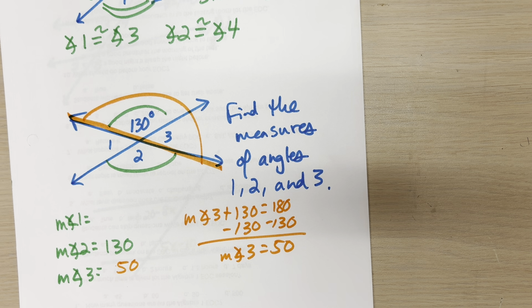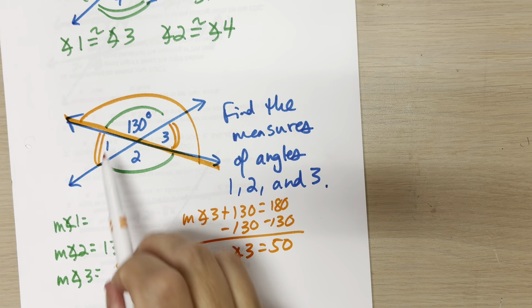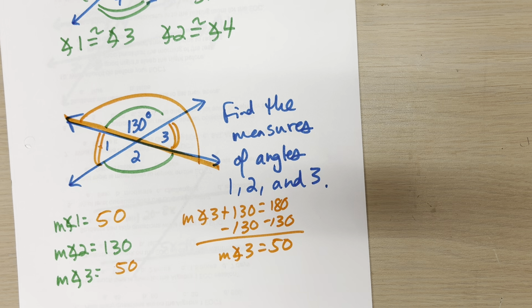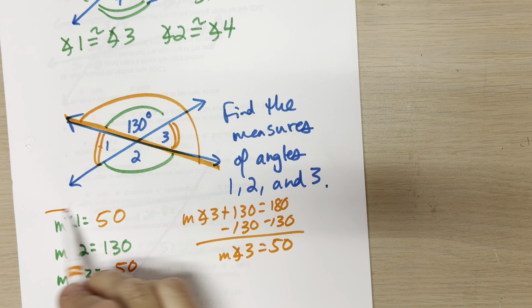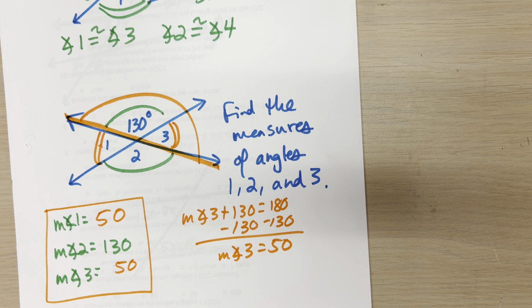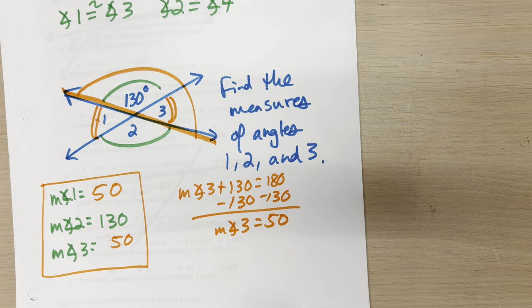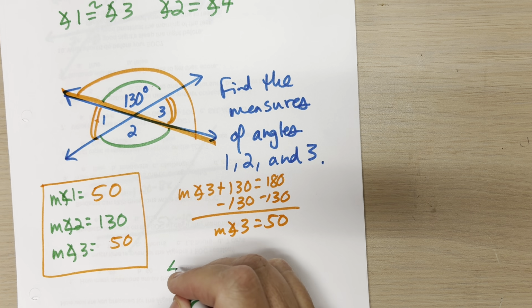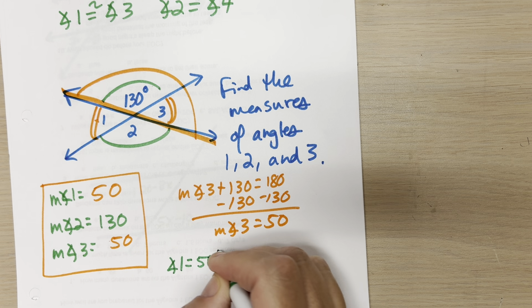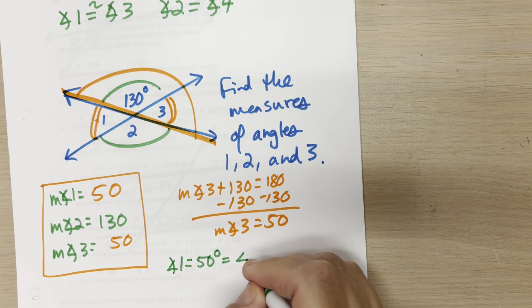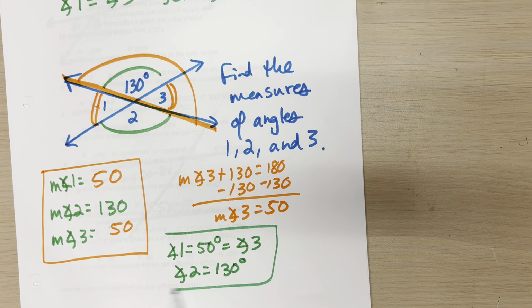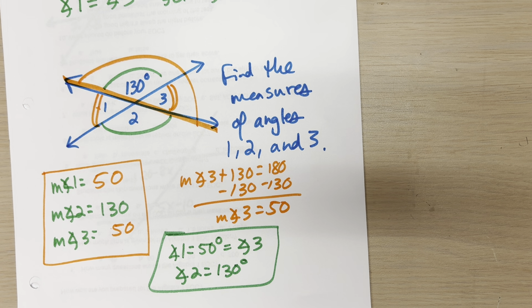If the measure of angle 3 is 50, then that means the measure of angle 1 is also 50 because they are vertical angles. Notice when I'm talking about the measurements, I don't include degrees. Some teachers are really nitpicky about this. Some don't really care. Another way you could say this is that angle 1 equals 50 degrees. That's also equal to angle 3. And then you could say angle 2 is equal to 130 degrees. Again, it depends on your teacher. So make sure you know what their preference is, and it will make a difference when you get to proofs.